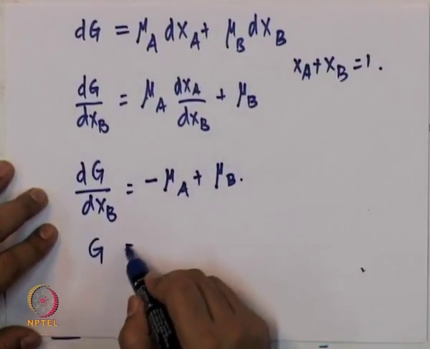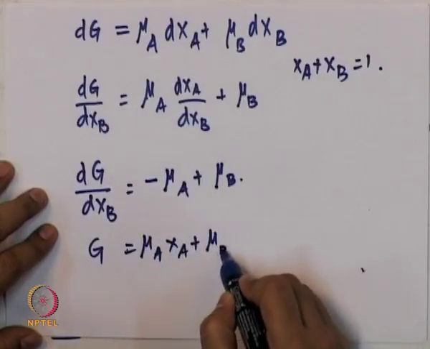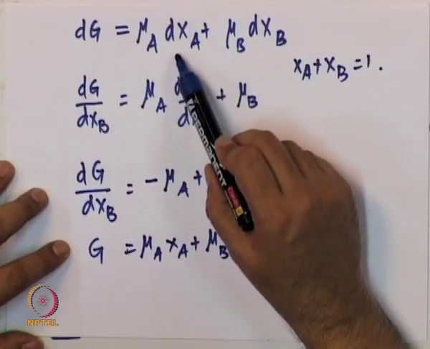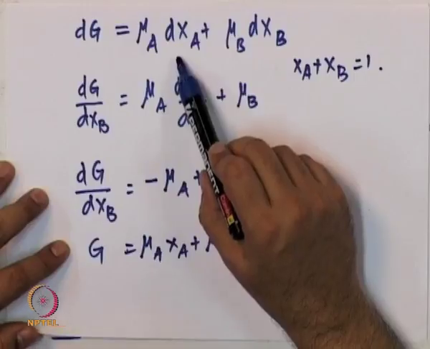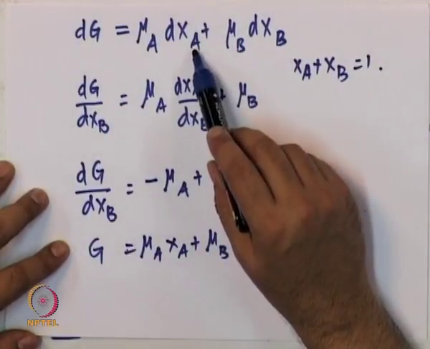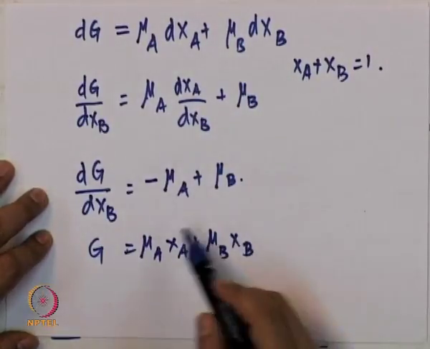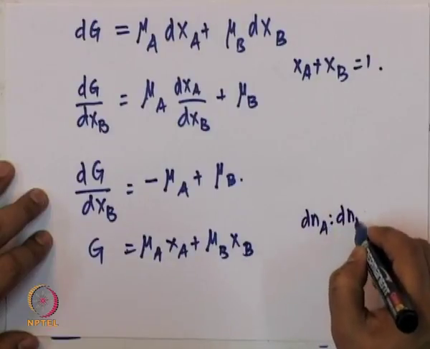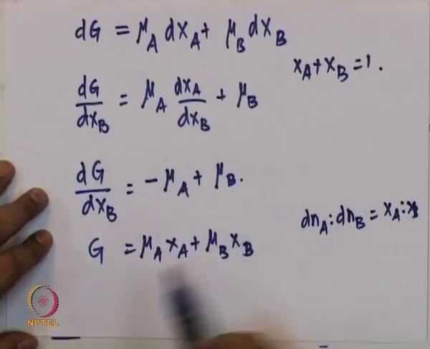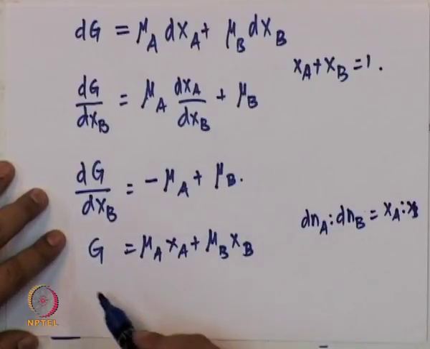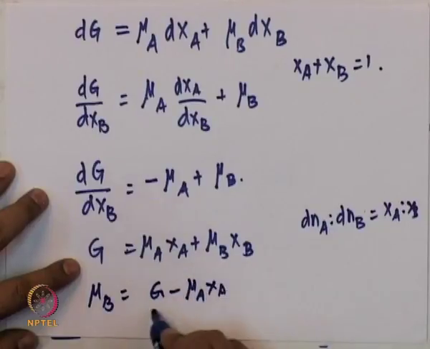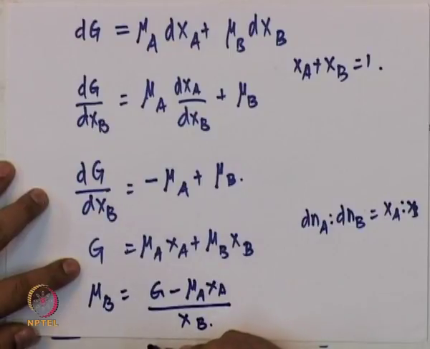Now, we can also write G equal to mu A xa plus mu B xb. Where does this come from? Suppose I change the number of atoms in the system, but I change them in the proper proportion. I change it by 1 mole, but that 1 mole is given by xa A atoms and xb B atoms. So, if dNA to dNb is in the same ratio as xa is to xb, I would not have changed the composition of the system at all, but I would have changed the free energy, and because G is energy per mole, you get this expression. So, from here it is clear that mu B is G minus mu A xa divided by xb.